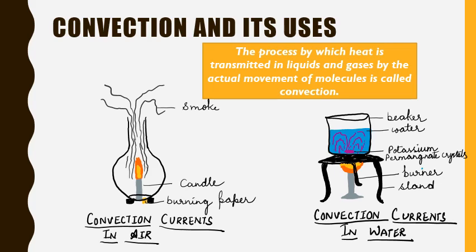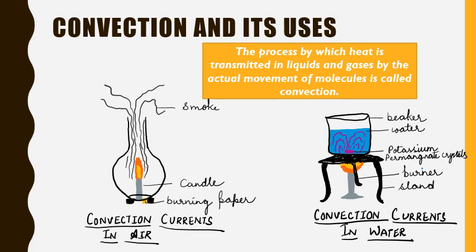But in case of liquids and gases, the molecules are far away from each other, and the process by which heat is transmitted in them requires the movement of molecules. And this mode of transfer of heat is called convection. So to define convection, we can say that the process by which heat is transmitted in liquids and gases by the actual movement of molecules is called convection.